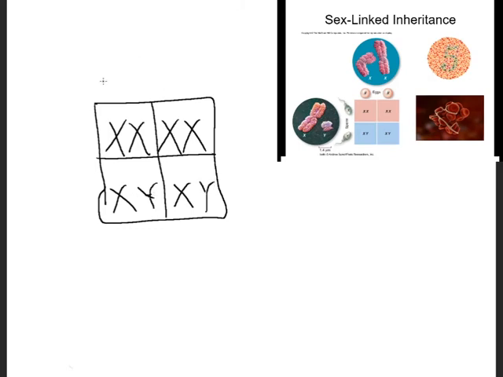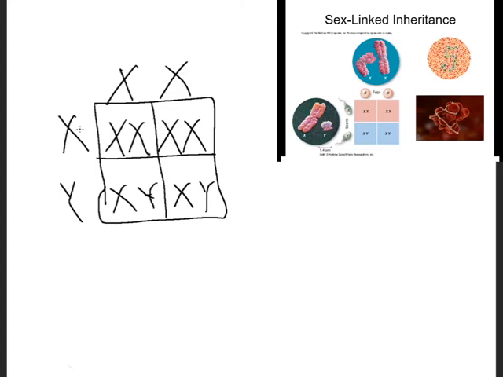That's because women have 2 alleles for every gene on their X chromosome. Why? Because they have a homologous pair. Men only have 1 allele for their X chromosome because the Y chromosome has a completely different set of genes on it.